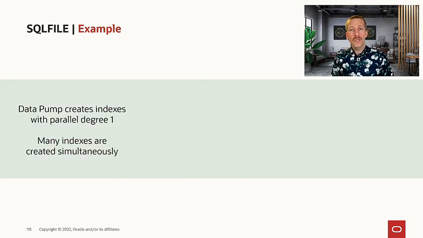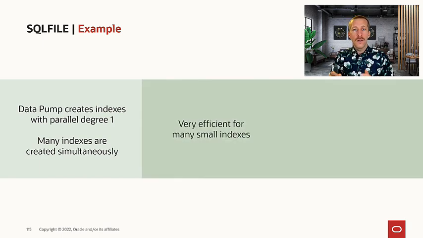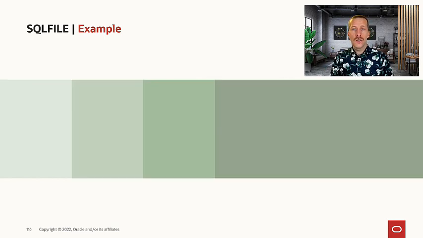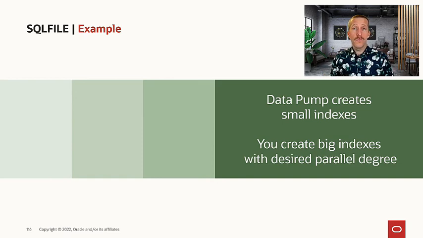We learned previously today that when data pump creates indexes, it'll create many indexes at a time, and each index will be created with a parallel degree set to 1. That is very efficient if you have many small indexes, but it is also very inefficient if you have some very large indexes. So let's get the best of both worlds. We will let data pump create the small indexes, and we ourselves can create the big indexes with a parallel degree that we find is suitable in this situation.